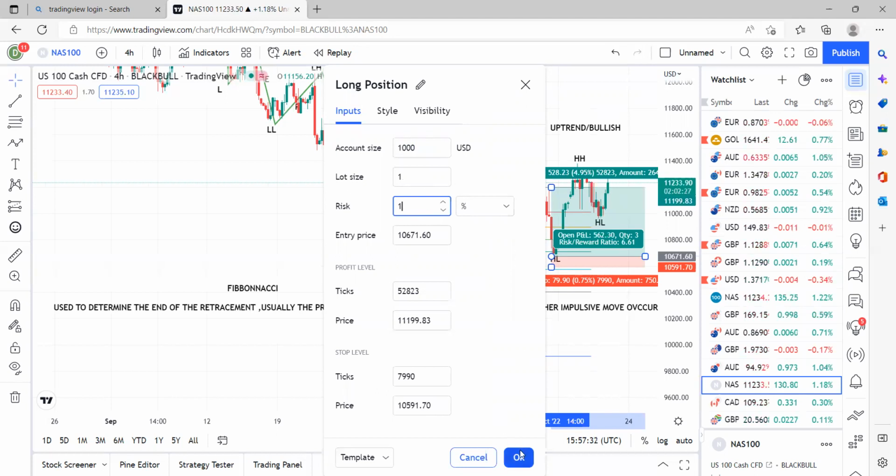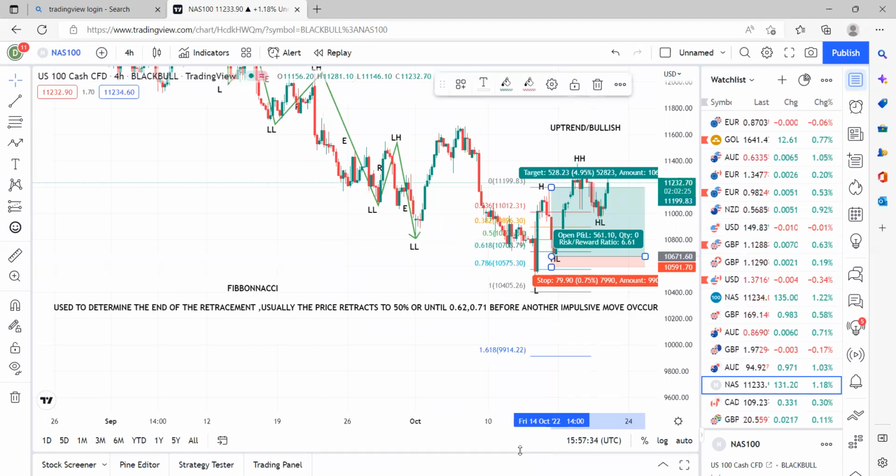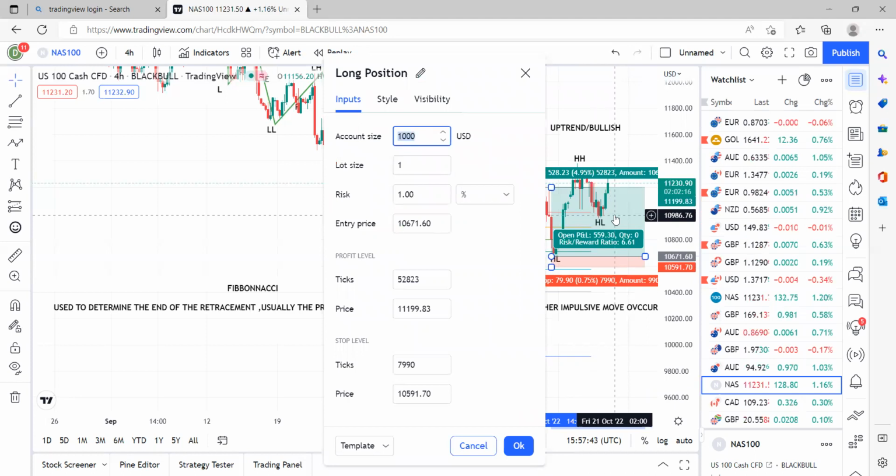Now you can double click it again. So look at it like this: when you go to your MetaTrader, you see that account size. It will be your account size. It will not tell you the lot size; you are the one who does the lot size. This one doesn't do the lot size.